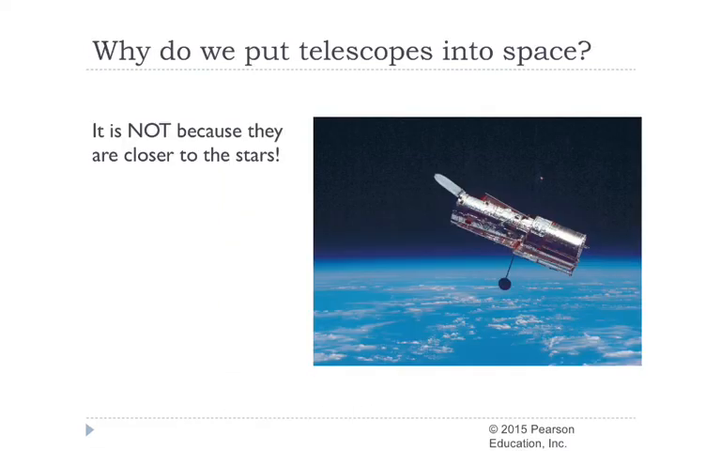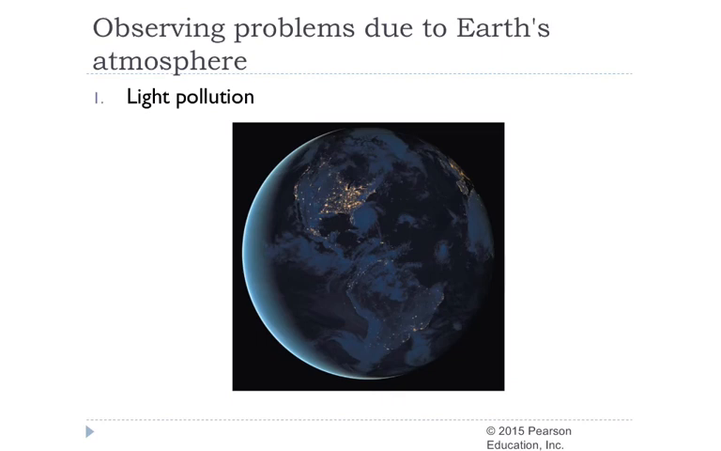This leads us to some of the benefits of why we put telescopes into space. And it's not because they're closer to the stars. I mean, it's a little closer, but it really doesn't make too much of a difference. The three main reasons are, first, light pollution. We have a lot of pollution here. If you go outside at night and look at the stars, we don't see too many. But if you've ever been out in the desert, driving out to Vegas or so, you'll see hundreds of stars in the night sky. So light pollution is one main issue. If we're outside of the atmosphere, we're not going to have to worry about that.